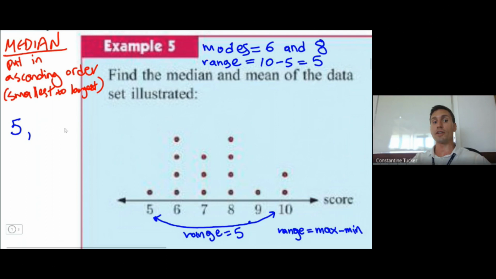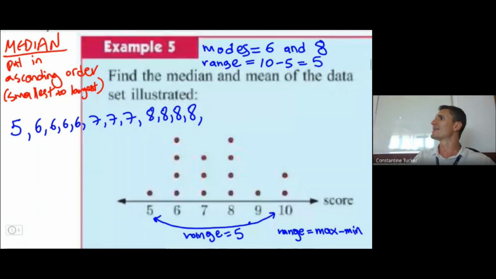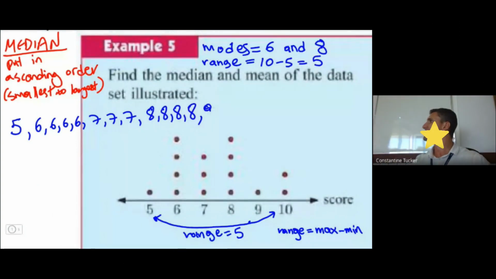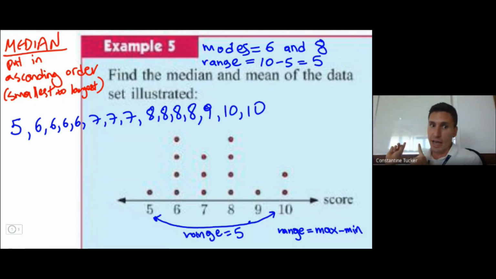I'll write them down in order to show you exactly what the middle value is. How many 6s have we got? We'll write down 6, 6, 6, 6. What about the 7s? 7, 7, 7. What about the 8s? 8, 8, 8, and 8. Then we've got 9. How many 10s? 2. So 10, 10. Now this is everything written in ascending order.